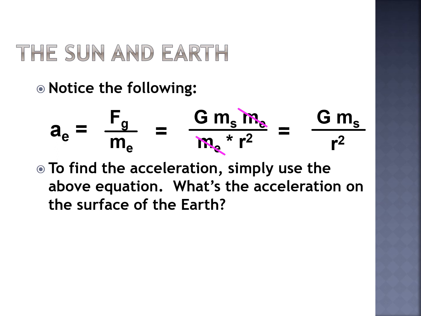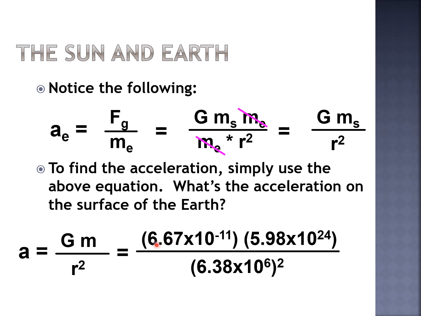If we're at the surface of the Earth, can we figure out its acceleration without knowing what object is on the surface of the Earth? And the answer is yes. So if you use the gravitational constant, 6.67 times 10 to the negative 11th, you use the mass of the Earth, 5.98 times 10 to the 24th, and then you divide by the radius of the Earth. So any object on Earth is going to be at its surface. So the radius of the Earth tells us how far apart the center of the Earth and that object is going to be. So 6.38 times 10 to the 6, and then that quantity is squared.